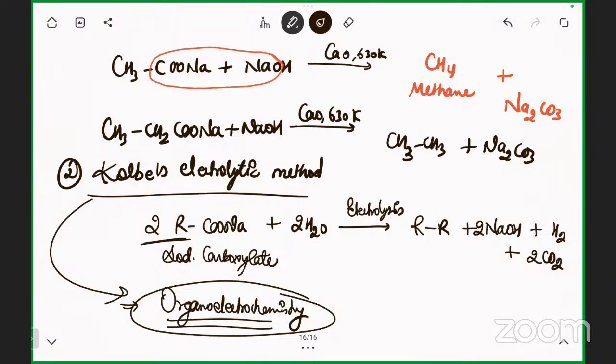Generally we use electric current for the dissociation of molecules in inorganic chemistry, but for the first time we are using electrolysis for the dissociation of organic compounds also. That's why the new branch formed, that is organoelectrochemistry. So the foundation reaction is the Kolbe reaction. Okay, let's do an example of the Kolbe reaction.